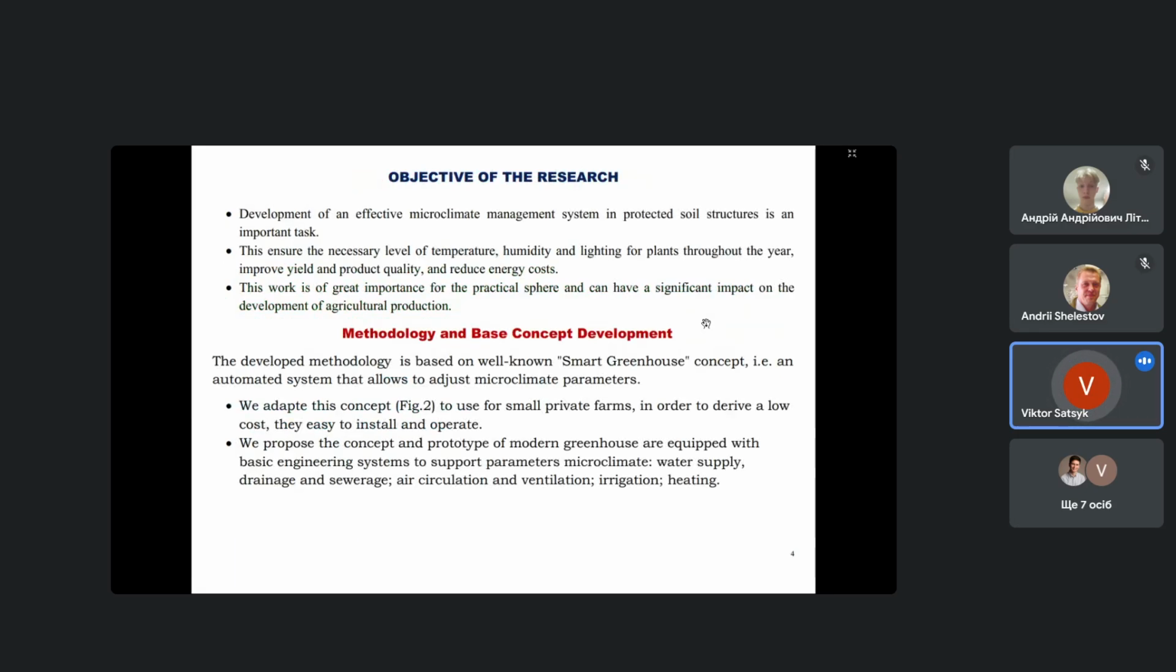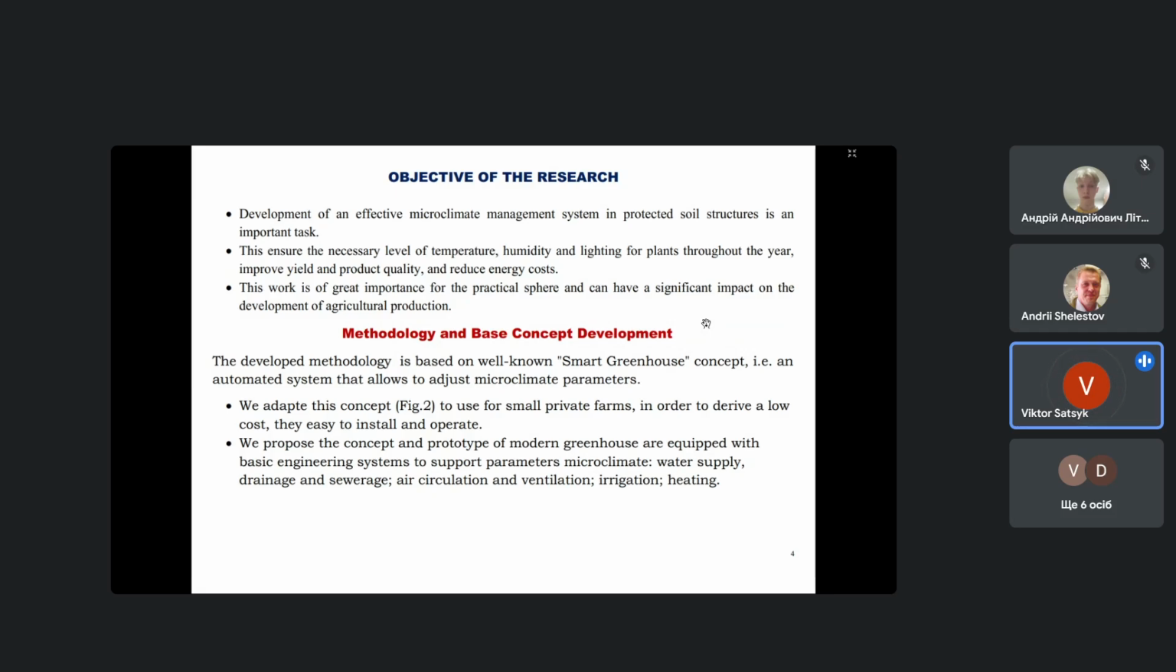Objective of the research: development of an effective microclimate management system in protected soil structures is an important task. This ensures the necessary level of temperature, humidity, and lighting for plants throughout the year, improves yield and product quality, and reduces energy costs. This work is of great importance for the practical sphere and can have a significant impact on the development of agricultural production.